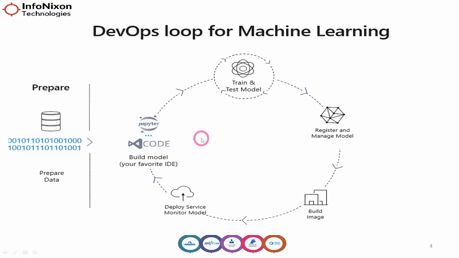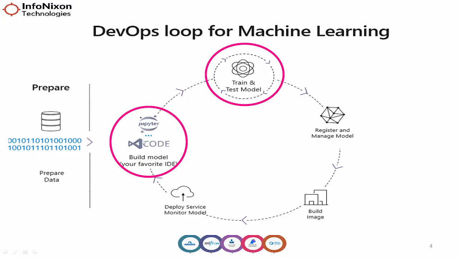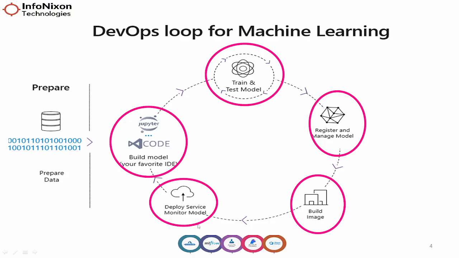Now, here is the DevOps loop for machine learning. This is the entire cycle. You can see train and test model is the first step where we are going to train our model. Before this, you will have to write your code and build your model on Visual Studio, Jupyter, or any other platform, IDE, I would say. In the third step, you will have to register and manage the model. You are going to build an image of this entire model, which we have earlier trained and tested. Finally, you are going to deploy the service and monitor the model.